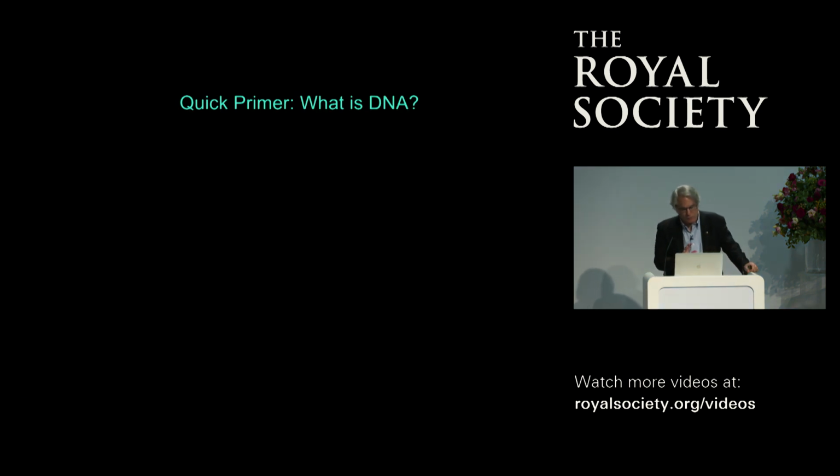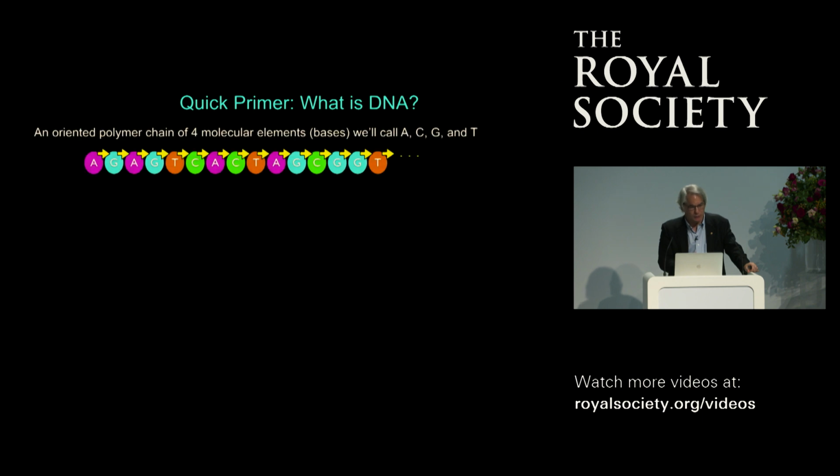But I thought, since it's a general talk, that I'd very quickly give you a primer on what DNA is. It's a long polymer chain consisting of 4 distinct molecular elements called bases. We can just call them A, C, G, and T, and you can see they're linked together by these yellow molecular components, which are actually phosphate groups. And you can see that the elements are color-coded here to help you. And in effect, that chain encodes the sequence. You can just think of it as encoding the sequence AGA, GT, AGA, GT.